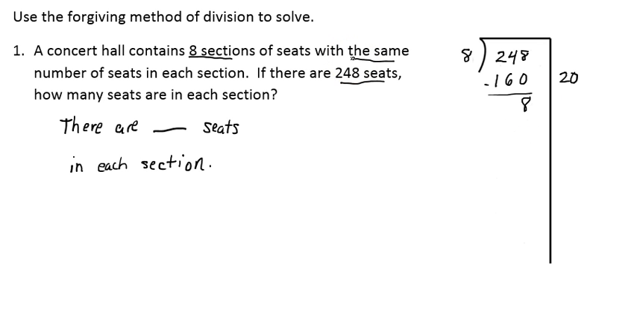248 minus 160 is 88, and then I can see right away that 11 times 8 is 88, so I can take 11 groups out, and that finishes my problem. Add up the number of groups, and I get 31. 31 is my quotient, and 31 is my answer. There are 31 seats in each section.